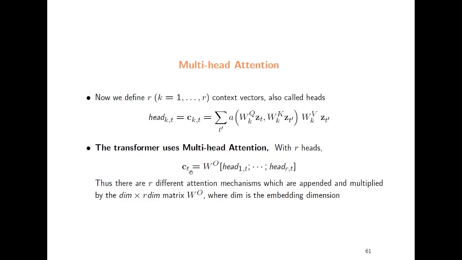So we make the context more flexible. We allow for different weighting or combination matrices W, and we allow R of them, and then we have a way of combining them. It's called multi-head attention because we have multiple heads, and this is quite a big matrix, the WO matrix.